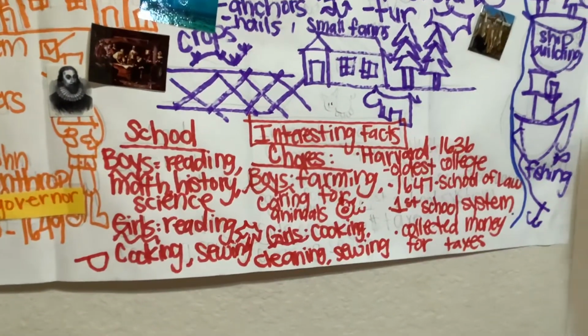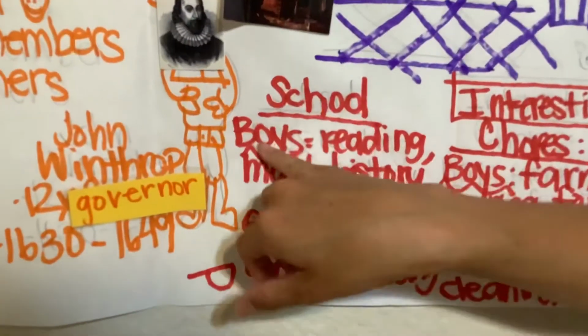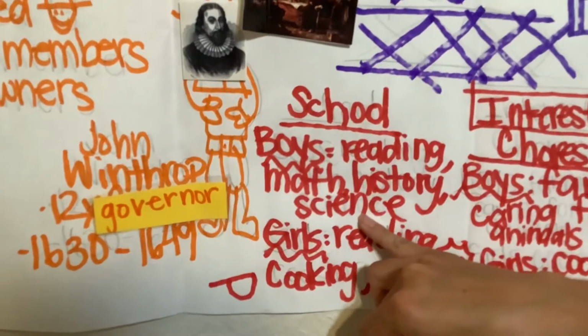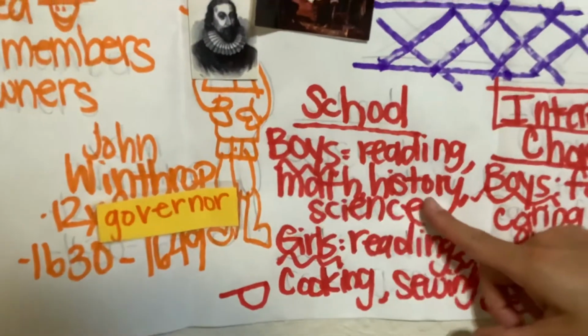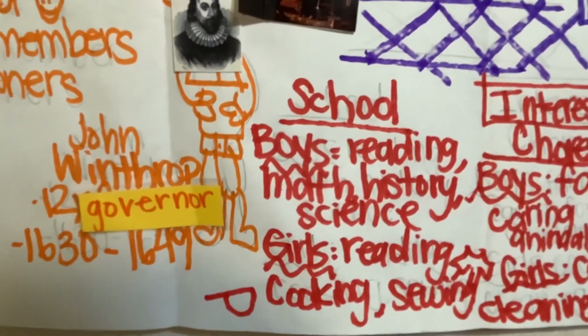We're going to start off with the schooling. Read this with me. School. So in school, boys learn reading, math, history, and science. Read this with me. Boys. Reading, math, history, science. In school, we're going to go over what the girls learn.